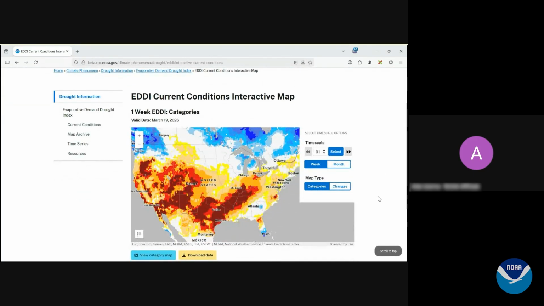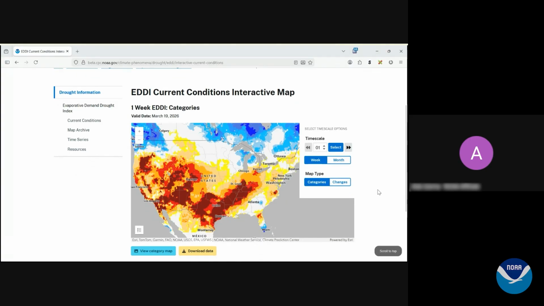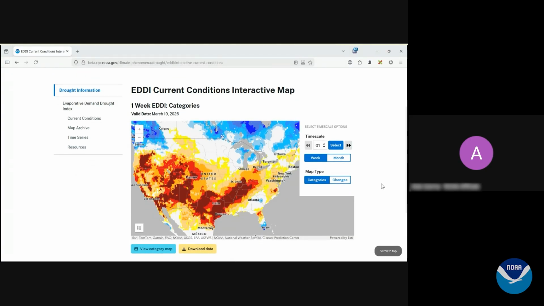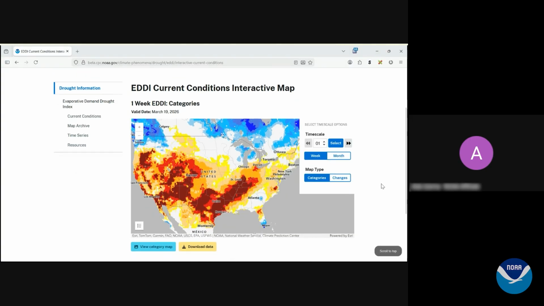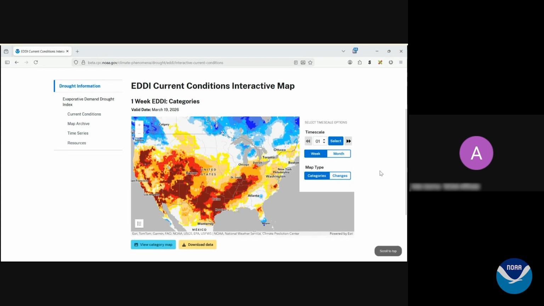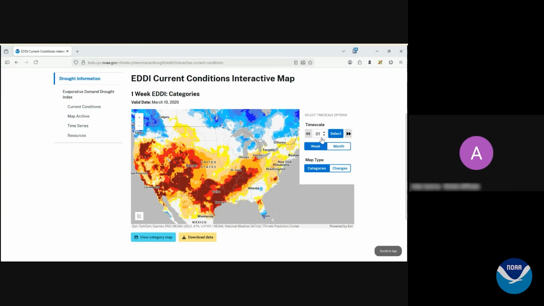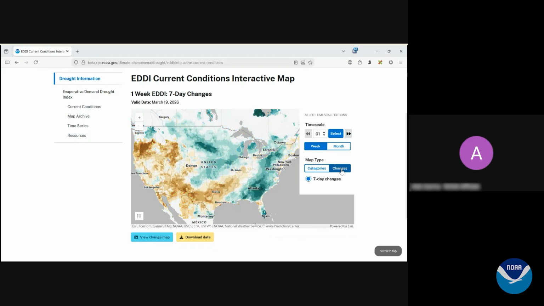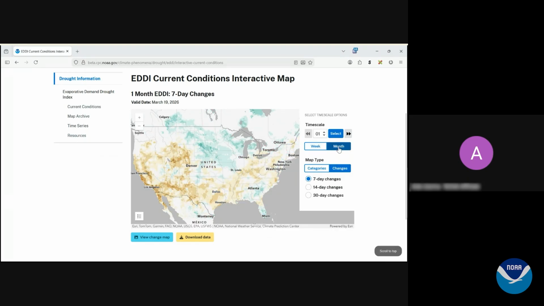So this is our interactive map of EDDI current conditions. And this is pulling in WMS layers from the map server that Hailan mentioned earlier. Again, we have timescale options here on the right-hand side that give the user multiple ways to select the different scales and map types to display. You can toggle between category and change maps, and the options will change depending on which one you click and which timescale you select.